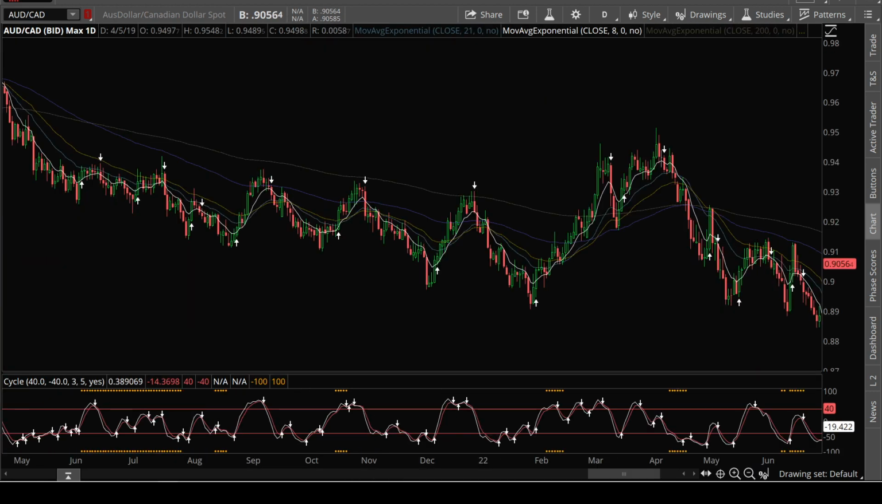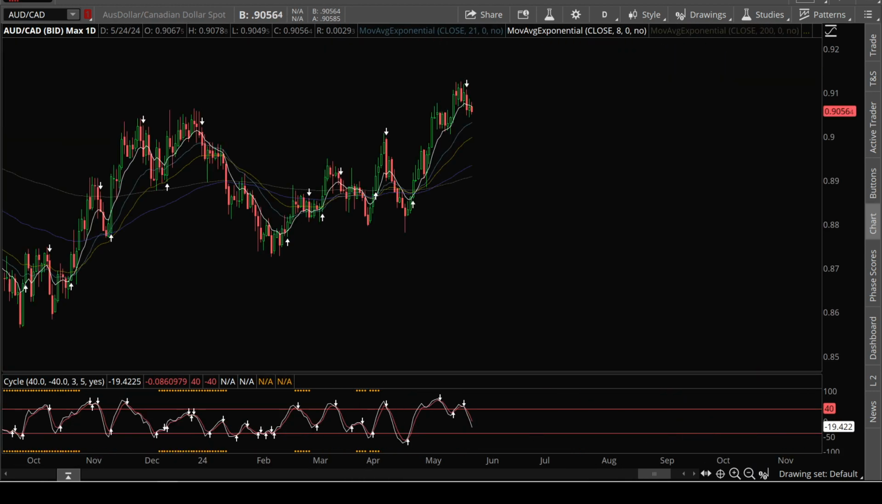All right. Aussie CAD daily chart. Do we have anything? No. We got a buy setup coming. You don't have it yet. All right. Close below the 8. You're about to get like an oversold 34B. You can go ahead and take it. You don't have a signal yet.